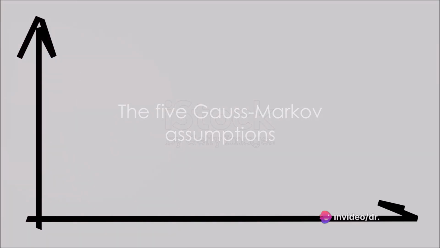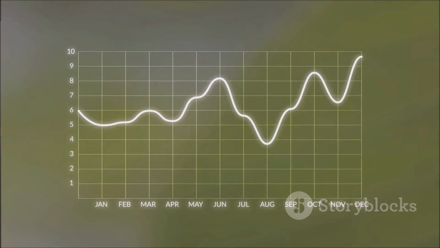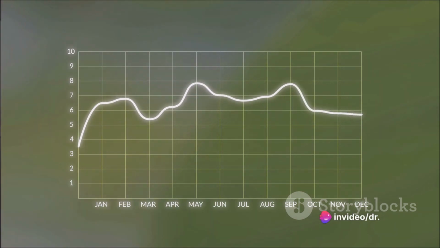So what are these Gauss-Markov assumptions? There are 5, and they need to be satisfied for the theorem to hold true. Firstly, the model must be linear in parameters. Picture a straight line graph. That's what we're talking about.